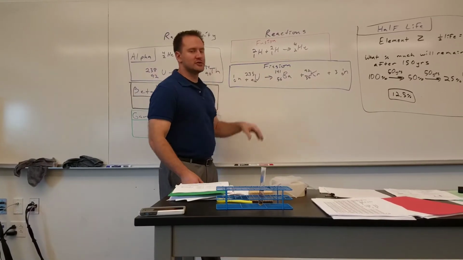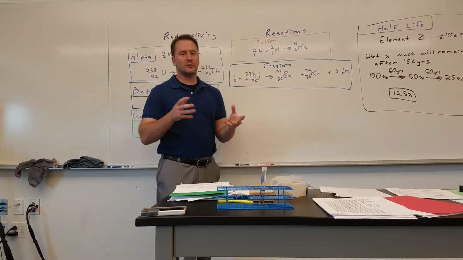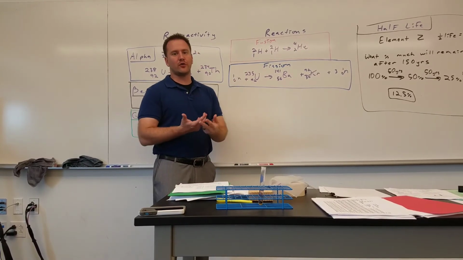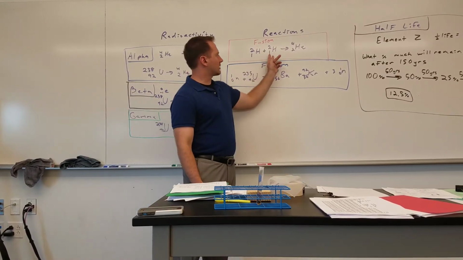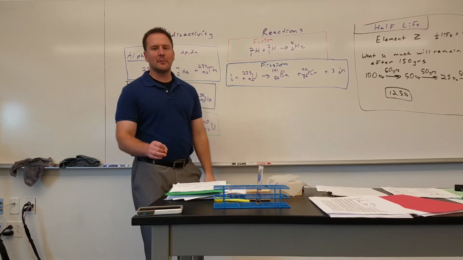So fusion reactions are when 2 things fuse together to become one. So 2 smaller nuclei come together to form a larger one, such as hydrogen fusing to another hydrogen to form the larger element helium. Again, notice that my atomic numbers add up to be the same thing on both sides. Fission is the exact opposite of fusion.